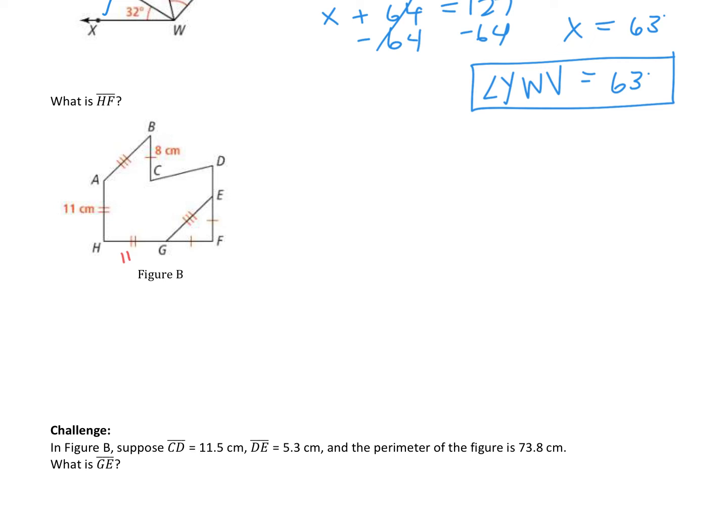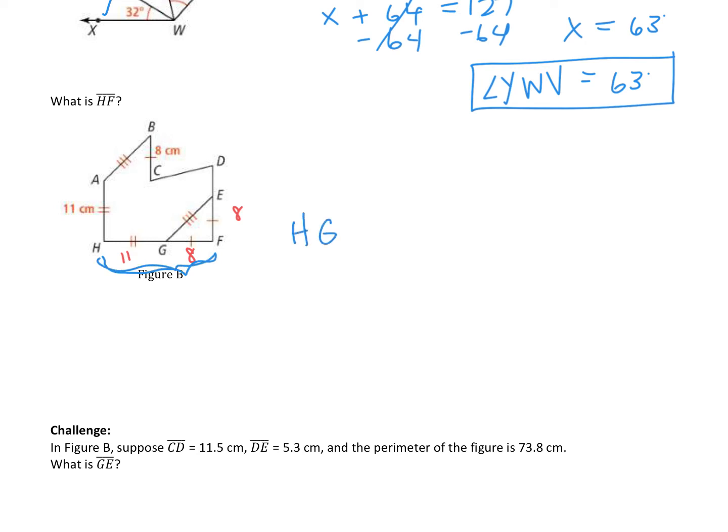Okay. We see that one tick mark is 8 centimeters. So anything else with one tick mark, we can mark as 8 centimeters. And then I do see the 3 tick marks. We'll see if we need to know that at all. We might not even need that information. They are asking for HF. So if we find HF in the picture, segment HF is that segment right there.